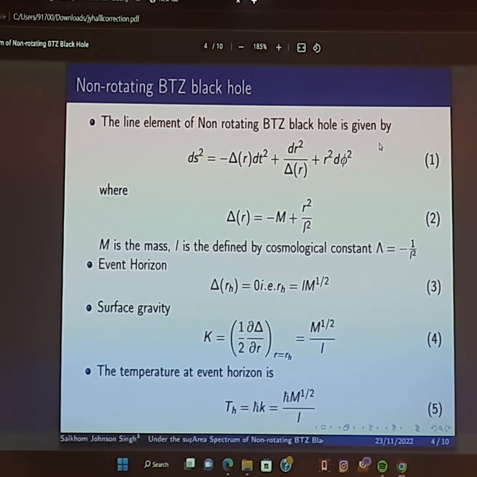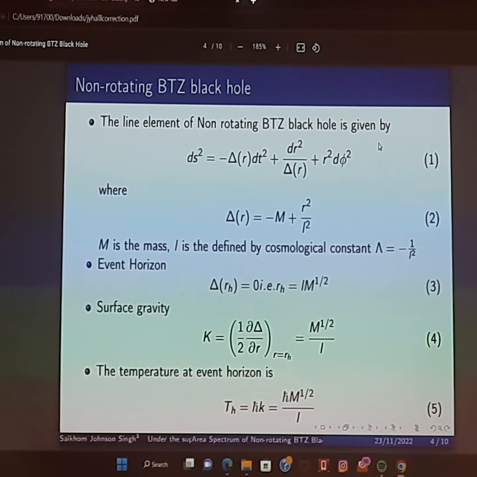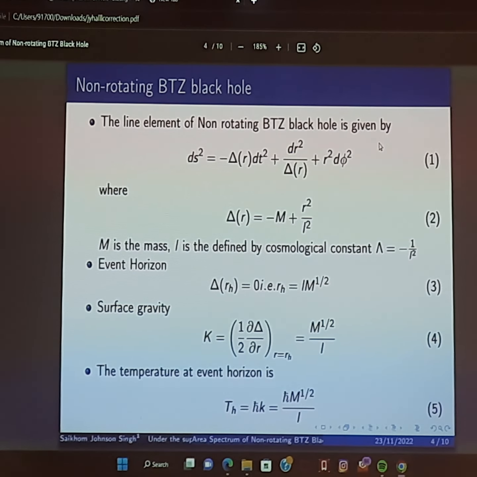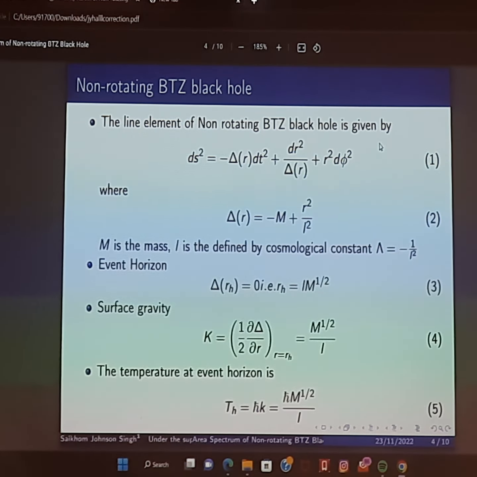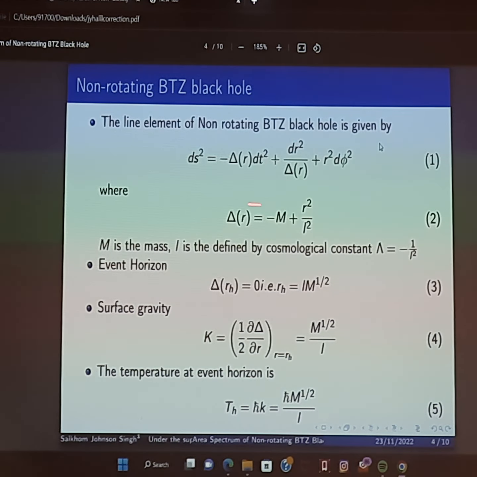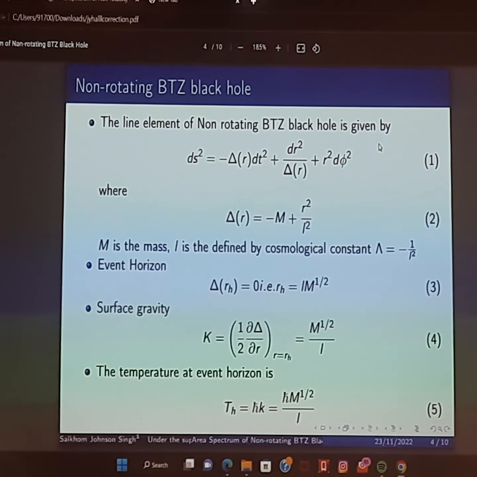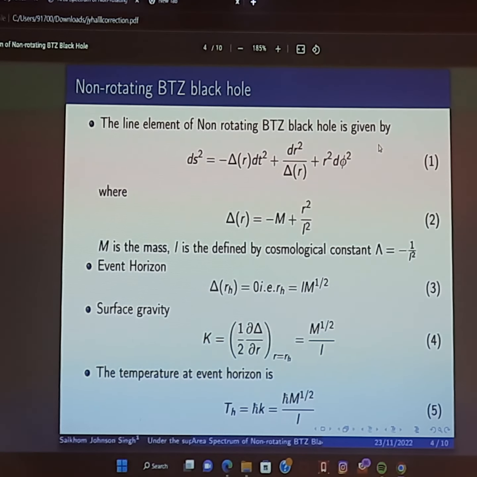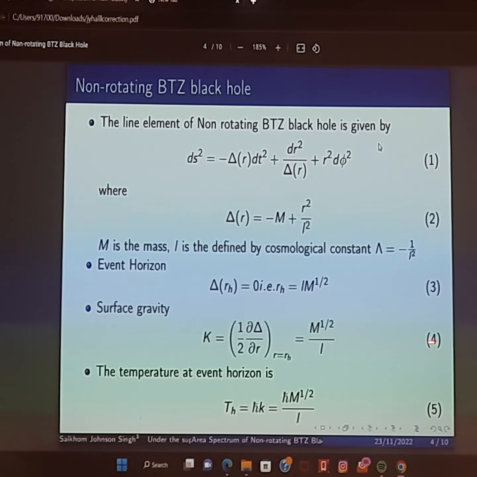And for this, we consider a non-rotating BTZ black hole. The line element of this black hole is given by equation number 1, and here delta r is equal to minus m plus r squared by l squared. From this line element we extracted very useful parameters such as the location of the event horizon, surface gravity, and the temperature at the event horizon. They are given by equation numbers 3, 4, and 5.